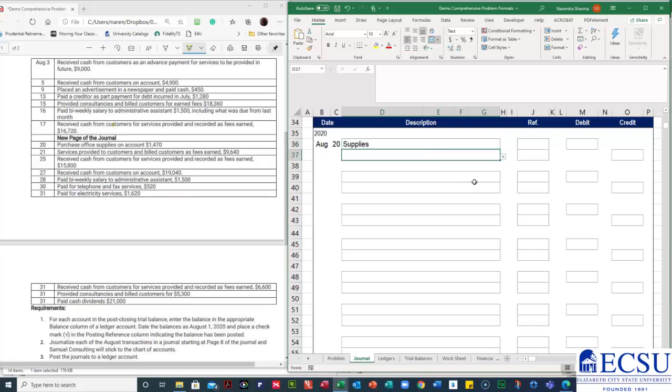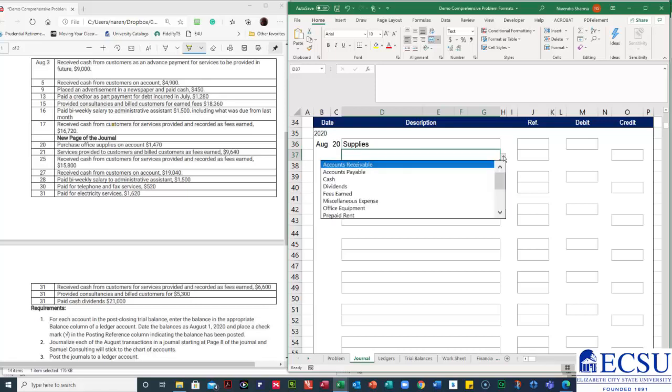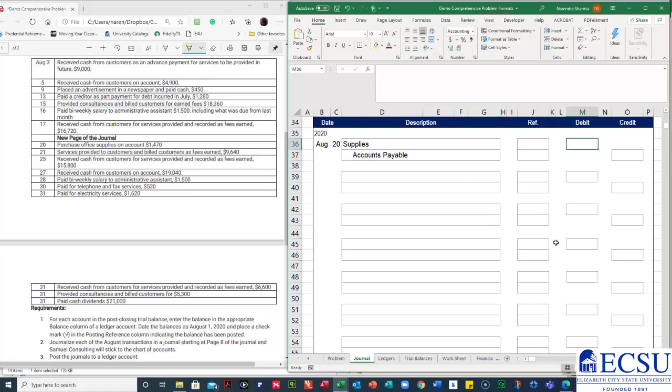Okay, and then credit to accounts payable, because I think it said on account. Yes, accounts payable, because I have not paid money. So that's a payable amount of 1470 and 1470. All right, next is August 21.